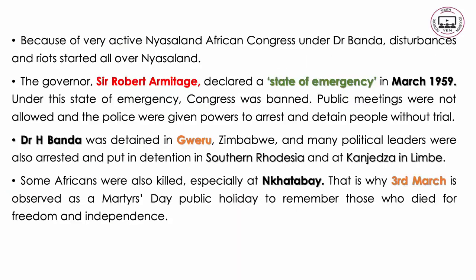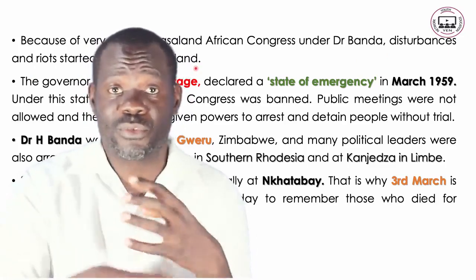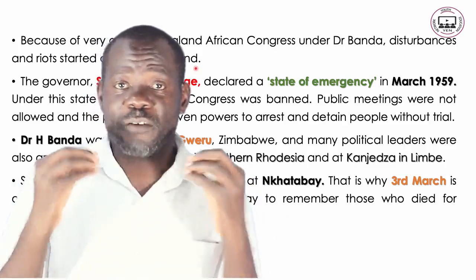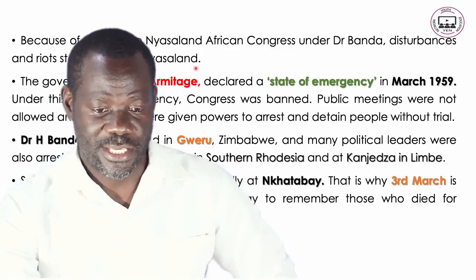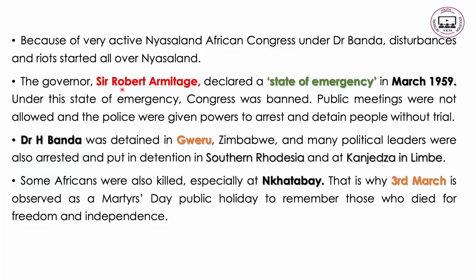Now, because of the very active Nyasaland African Congress under Dr. Banda, disturbances and riots started all over Nyasaland. So because Dr. Banda moved throughout the country and the people were following him, later on there were disturbances, riots, people were rioting there. So the governor of that time, Sir Robert Armitage, declared the state of emergency in March 1959. Under this state of emergency, the Congress was banned, public meetings were not allowed, and the police were given powers to arrest and detain people without trial.